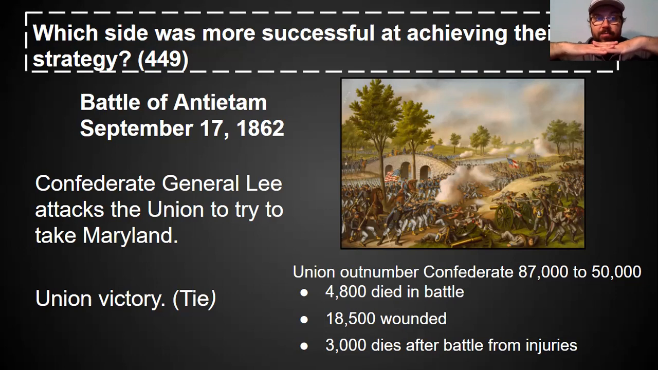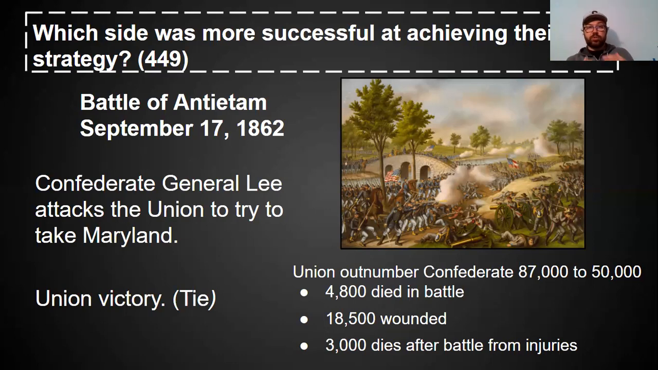Everything stays the same, right? The North isn't going anywhere, the South isn't going anywhere. Everyone's playing defense. It's a gridlock. It is a stalemate, right? So nothing's changing in the big picture, but that's significant because it was the South changing their strategy, invading the North, and then failing.